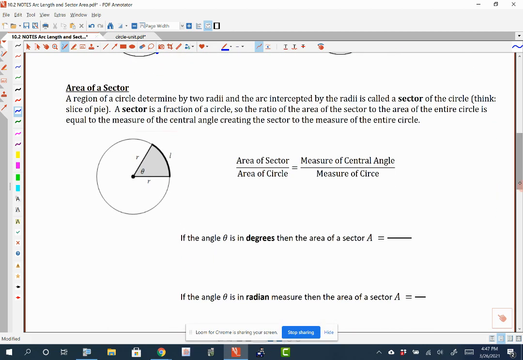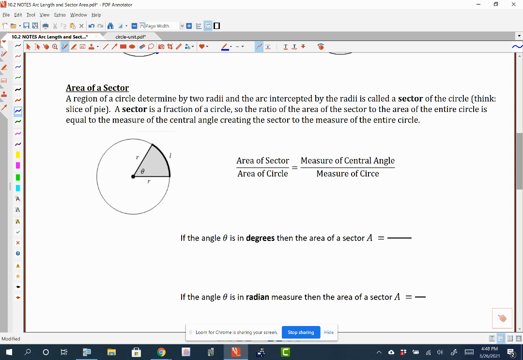As it says below, a region of a circle determined by 2 radii and the arc intercepted by the radii is called a sector of a circle. So in parentheses, I put think slice of a pie or slice of pizza or something. That's what we're talking about when we call it a sector. A sector is a fraction of a circle.